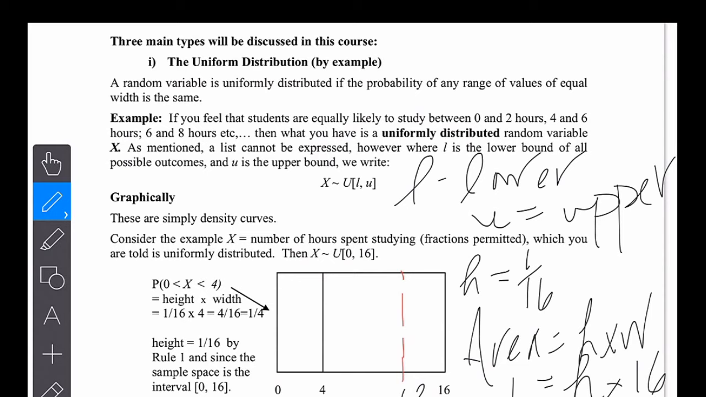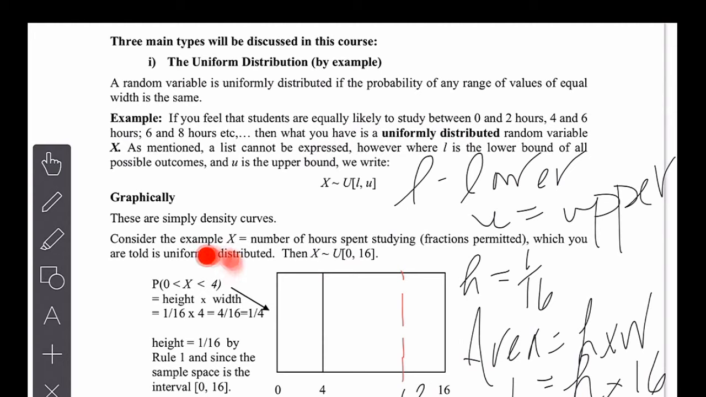You can see that algebraically, and you can also see that mathematically: what number would I multiply by 16 to get 1? It has to be the inverse. It's 1 over 16. All right, since that is the height, now I can calculate different probabilities.